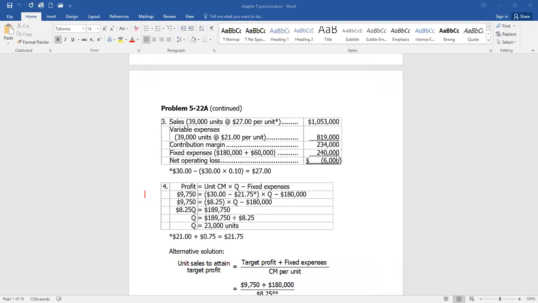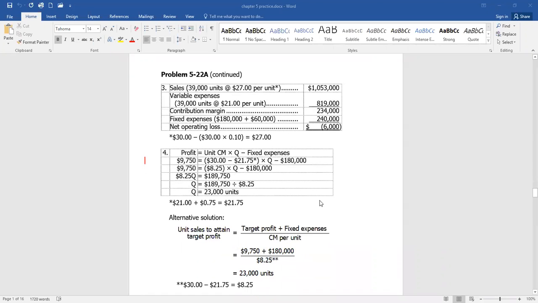Now remember, he wants to change the fixed costs, add an additional $60,000 to the advertising. So the new fixed cost would be $240,000. This would result actually in a net operating loss of $6,000. So it's not going to be successful. And you could prove it through these computations.